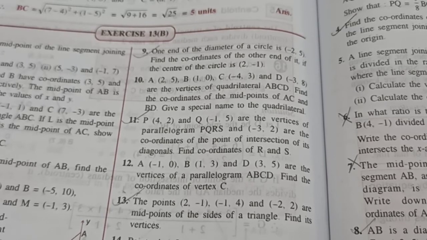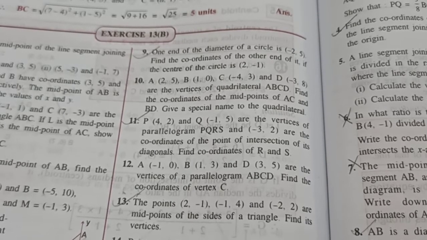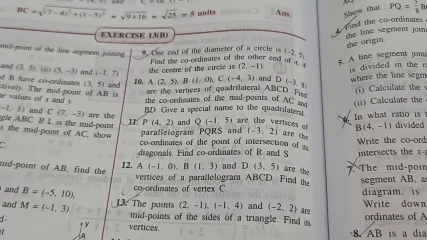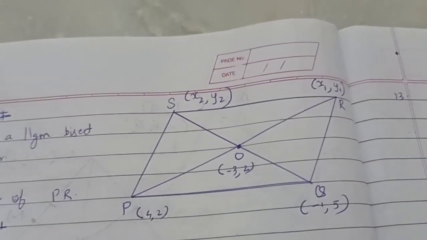Find the coordinates of the other points R and S. Now try to draw the diagram on your own first. Try it first. Let's see if you get it. Now check. Is this how you drew it?